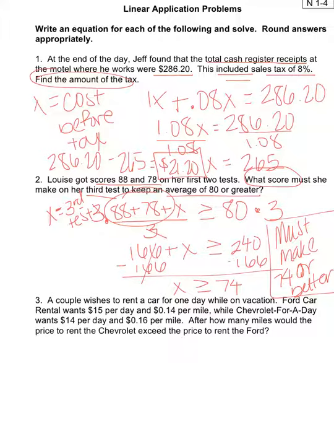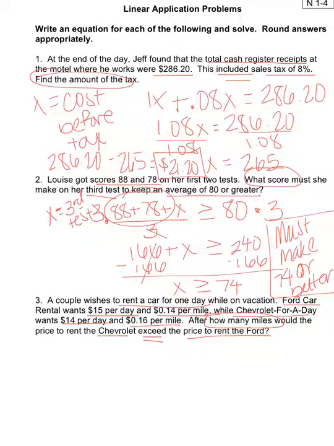A couple wishes to rent a car for 1 day while on vacation. Ford car rental wants $15 per day and 14 cents per mile. Chevrolet for a day wants $14 per day and 16 cents per mile. After how many miles would the price to rent Chevrolet exceed the price to rent Ford?